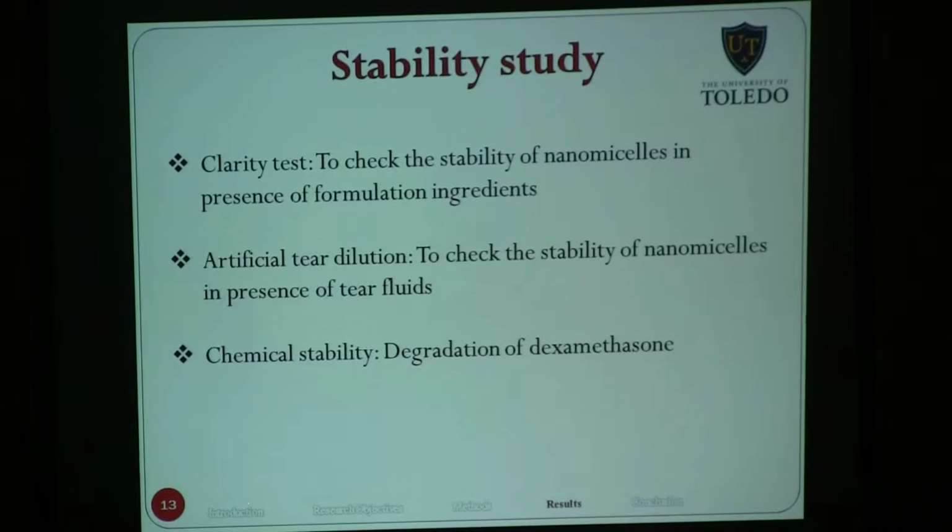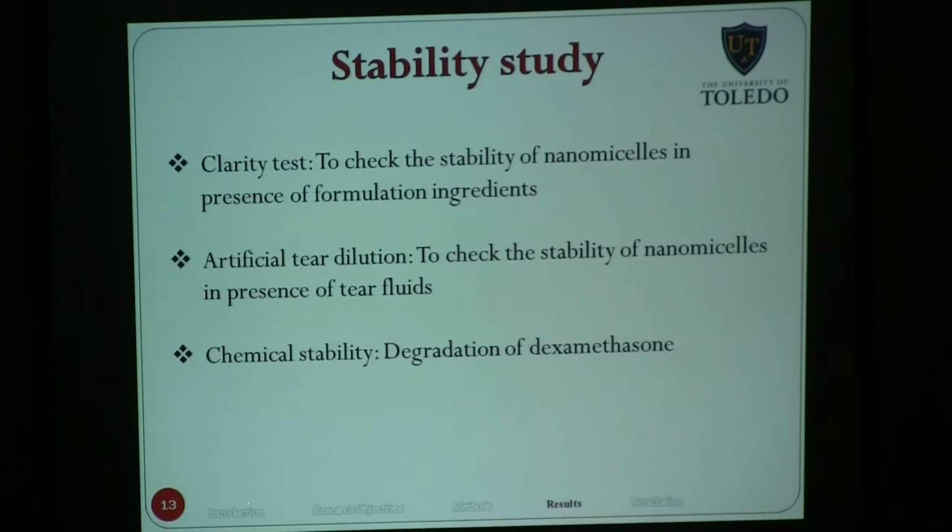Next is stability study. We have done the stability of nanomicelles in 3 different ways. First is the clarity test. This test is basically done to check the stability of micelles in presence of formulation excipients, because obviously nanomicelles have to be formulated as eye drops. So when we formulate these nanomicelles as eye drops, the stability of the nanomicelles is very important. If the nanomicelles are not stable enough, then there are chances of drug getting precipitated. So the clarity test is basically done to check the stability of nanomicelles in presence of formulation ingredients.